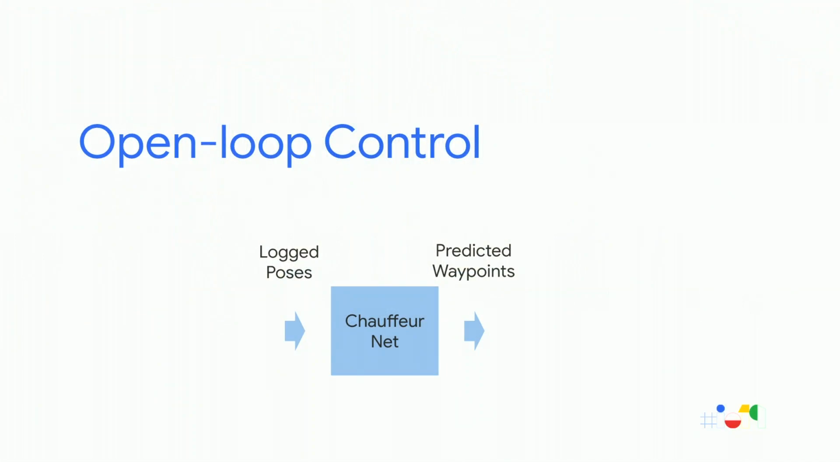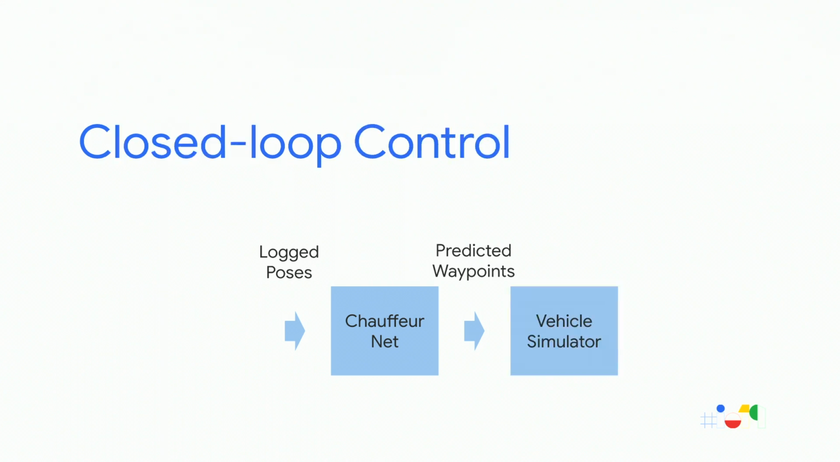So this is the traditional way in which you typically evaluate models. In the diagram here, you take the logged poses as well as all your input data for a given test example. You feed it through the net, and then you predict the waypoints and compare them to the ground truth to actually get an idea of how well the network is performing. But if you really want the net to be able to drive the car, you need to think about it in a slightly different manner. That brings us to closed loop control.